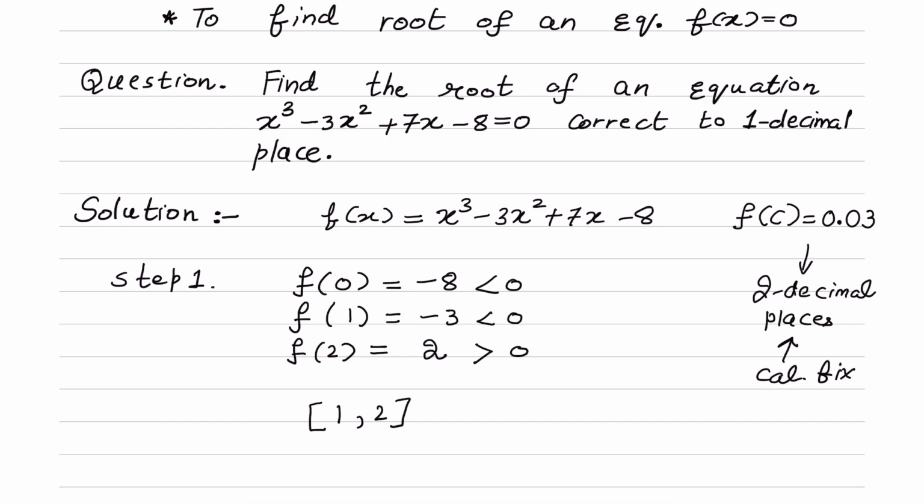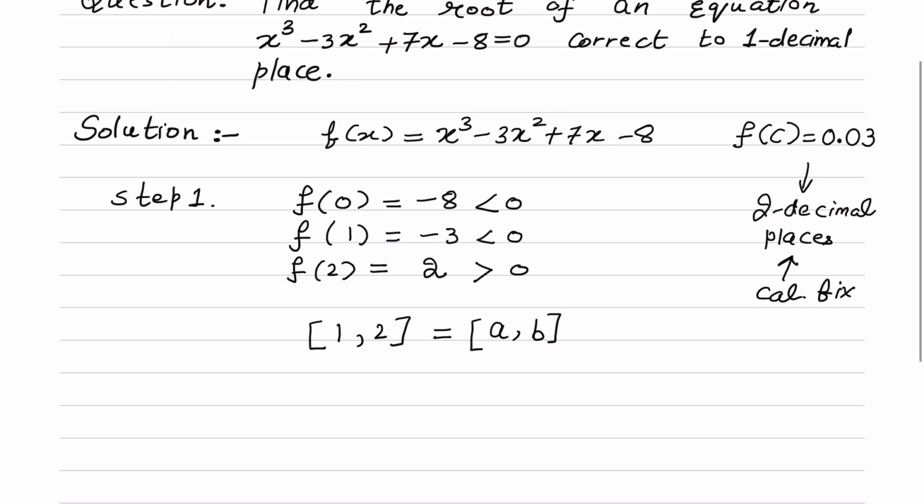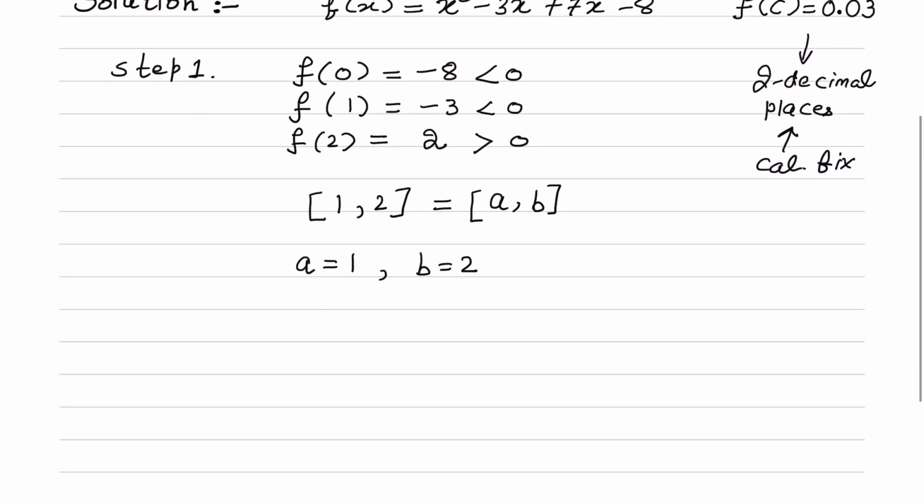It is an appropriate interval because on 1 the value of the function is negative and on 2 the value of the function is positive. And we are going to call this interval AB, which tells us that a is 1 and b is 2. So the first step was to find the interval. Now in the second step, we will find the successive x values, and one of those values will be the root of the equation that we are trying to find.